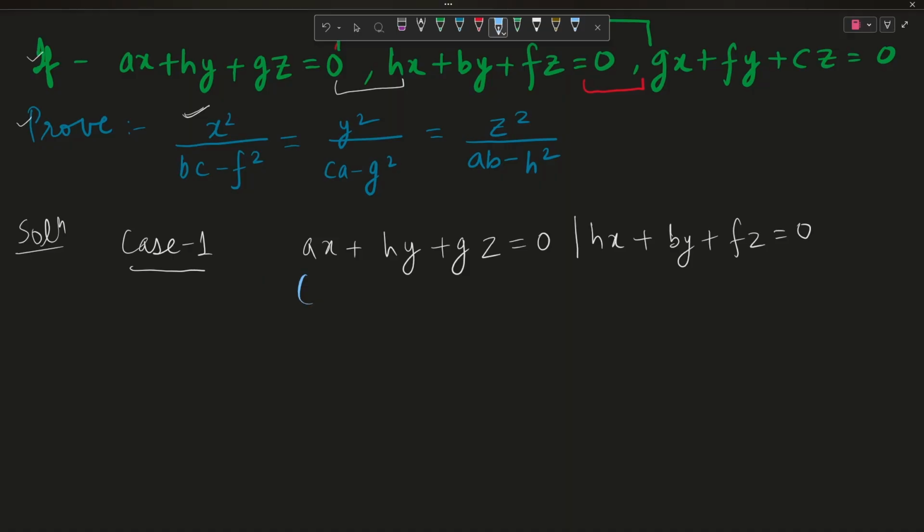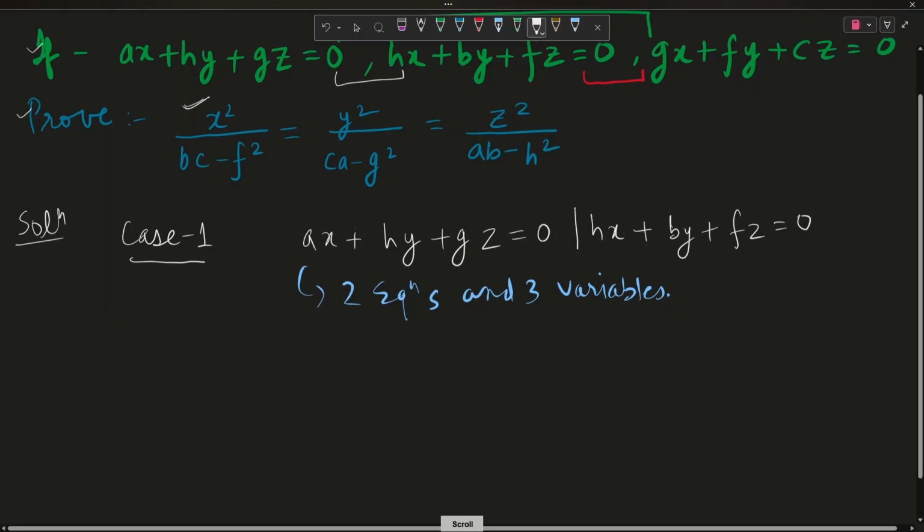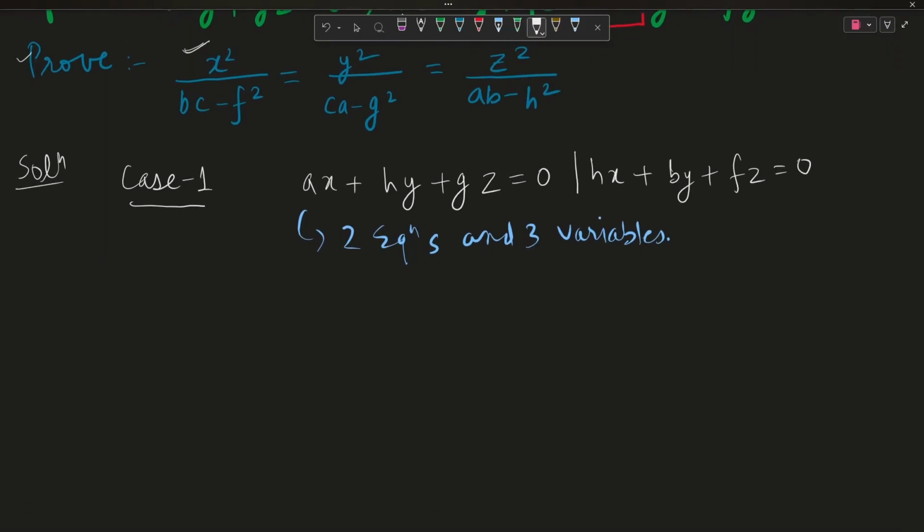Now this is two equations and three variables. So, as discussed previously, it is not feasible for us to get the values of x, y, and z, but we can calculate the ratio between x, y, and z. But before calculating the ratio, we need to convert this three variable problem to a form of two variables.